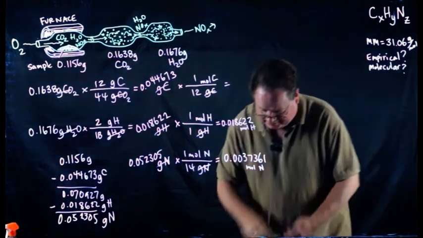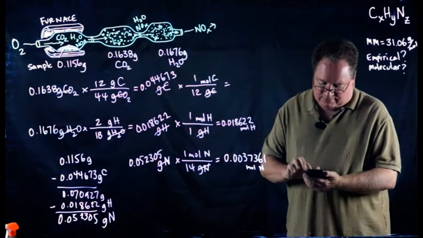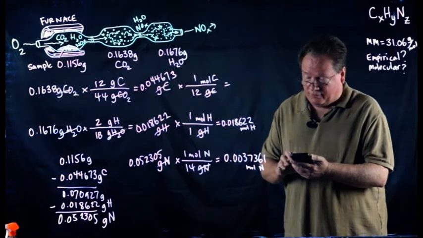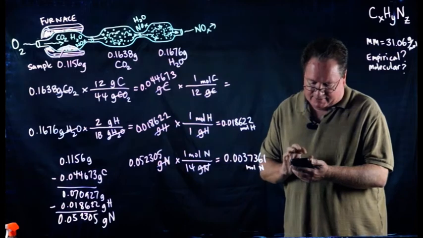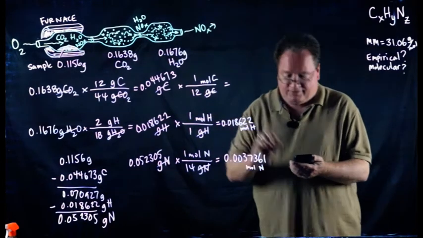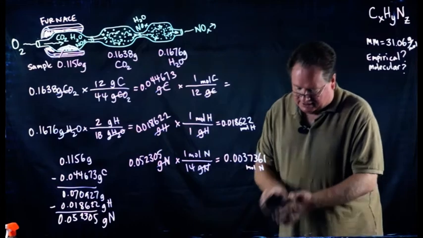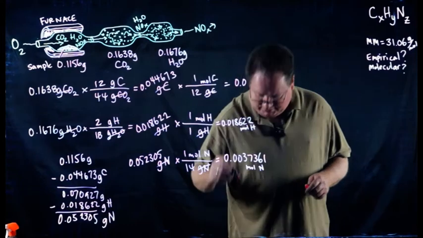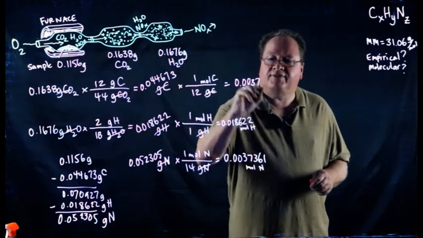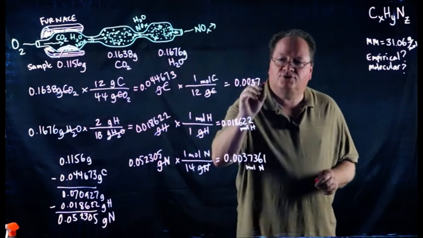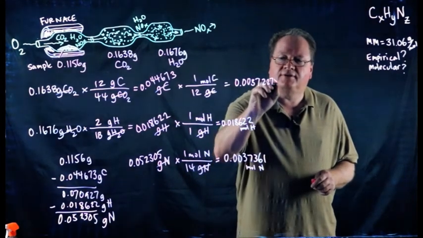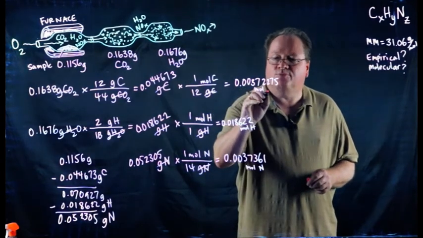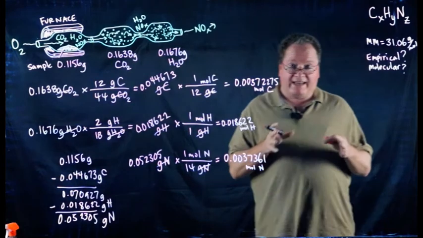And then this one. 0.044673 divided by 12 gives me 0.0372275. I went further than I had to, but we'll handle the rounding at the end. This is moles carbon. Guys, remember what the next step was?